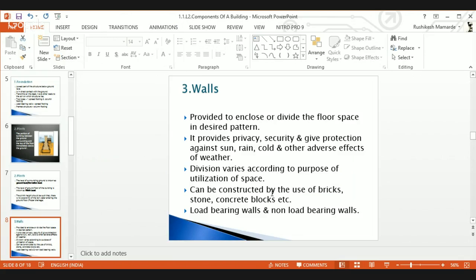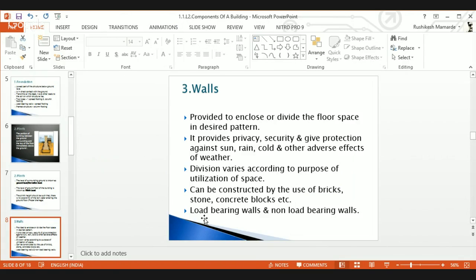Walls can be constructed by the use of bricks, stones, concrete blocks, and nowadays there are new materials coming into the market, like drywall, cement sheet, or even partitions made out of gypsum. That also falls under the category of walls, but we don't call it walls. We call it drywalls.